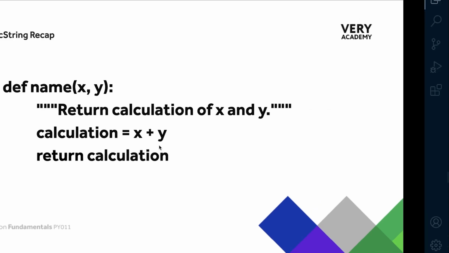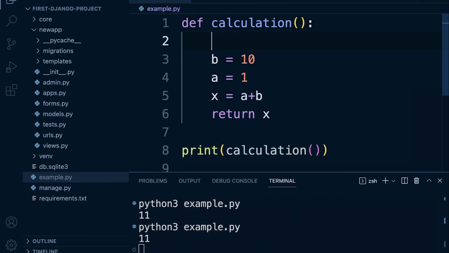So let's go ahead and create our docstring for this calculation. Do observe the indentation here. Our docstring is going to start with the triple double quotes, and then we're just going to say "Calculate two numbers." And then we finish with the triple quotes. Okay, so that's our docstring in place.